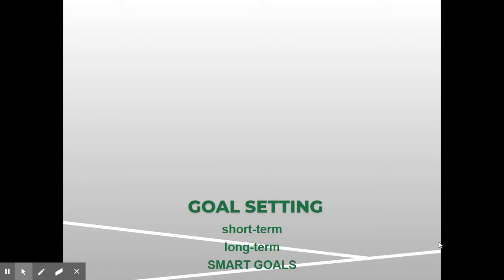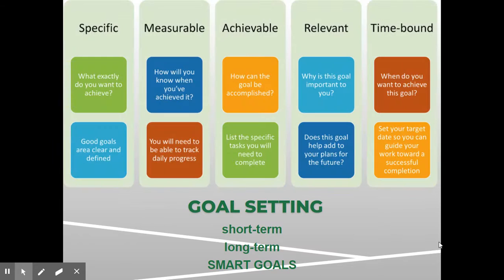One thing that you can follow when you are setting goals for yourself are called SMART goals. So SMART stands for specific, measurable, achievable, relevant, and time-bound. When you are creating goals for yourself, you want to start with specific, the S in SMART. Ask yourself, what exactly do you want to achieve? Good goals are clear and defined. Without a clear, defined goal, how do you know where to start?